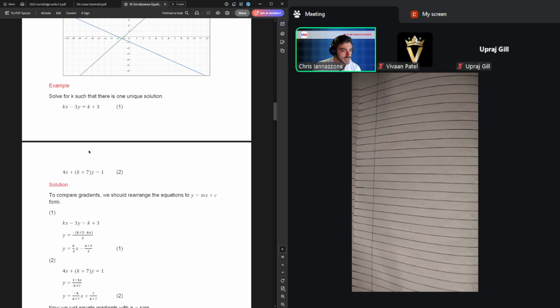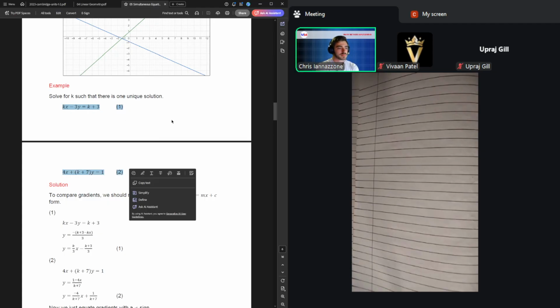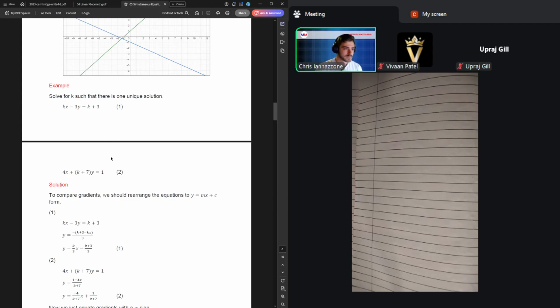So how do we make the gradients different? Well, usually you get them in this scenario here. My preference has always been to rearrange to get y equals mx plus c. That way I can very clearly see what my gradient is, what my y-intercept is, and then go from there. You don't have to do this. There is another way involving matrices theory, but matrices haven't been in the study design for a couple of years now, so we'll leave that there, unless someone's really keen on doing it.